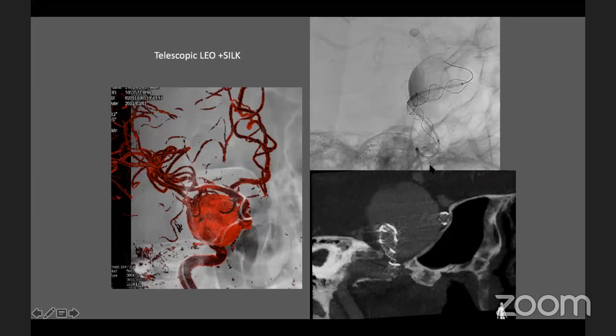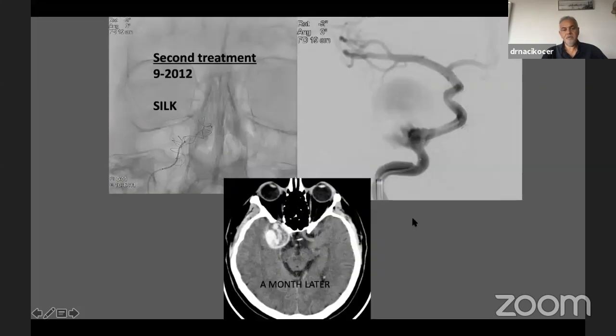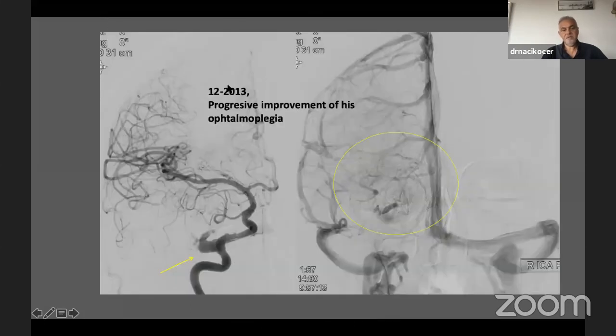Combination in no thrombosis at all. And that's why I waited a little bit, and the second treatment done 2012 with another flow diverter. Two flow diverter, one Leo here. And now we got thrombosis. This is a month later than the second treatment.